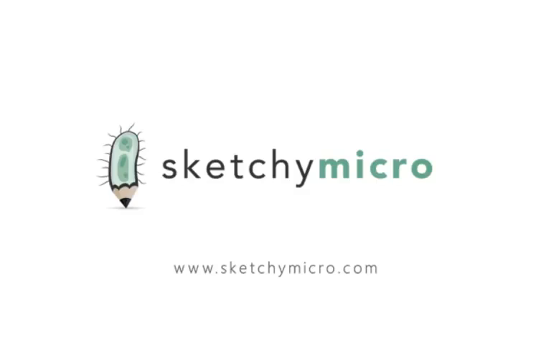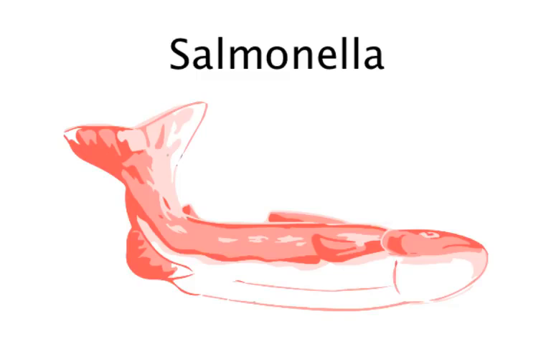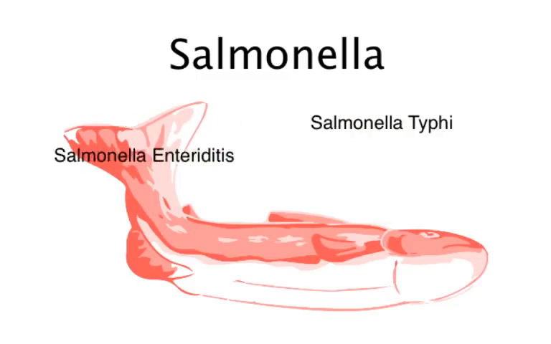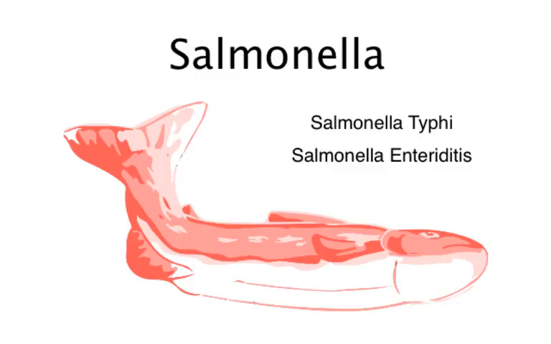This is Andrew. We're going to be covering Salmonella, and specifically two subspecies of Salmonella, Salmonella typhi and Salmonella enteritidis. And although these subspecies are very different, I think there are enough shared features that it warrants us including them in the same sketch. This way, we can really clump together the commonalities and then highlight the differences. Alright, so let's get to sketching this out.